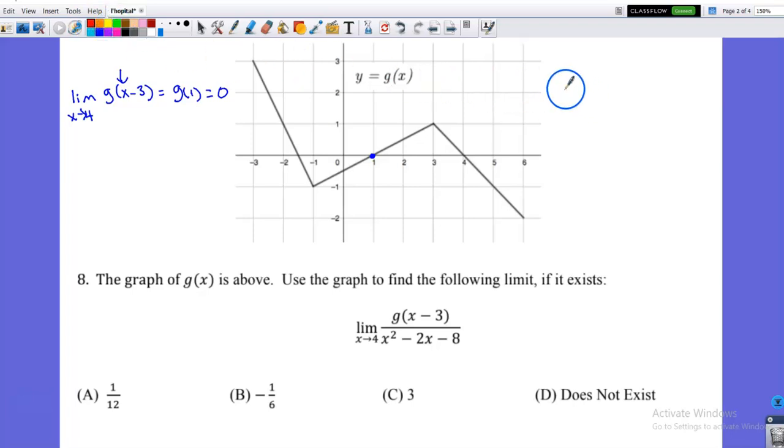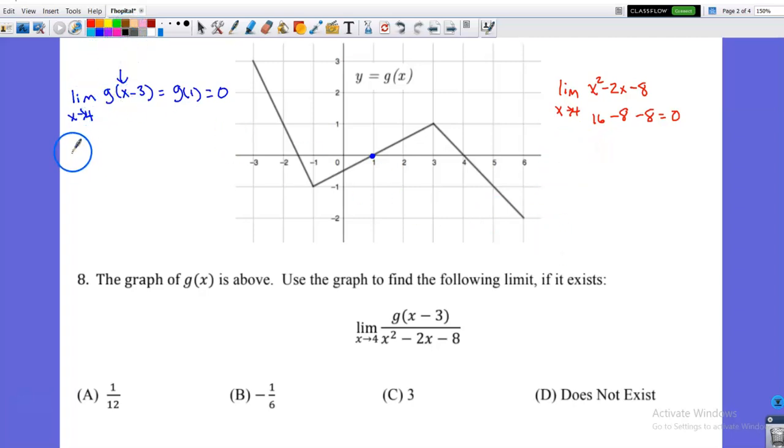I'm going to come over here on the other side and find the limit of the denominator. Limit as x goes to 4 of x squared minus 2x minus 8. That is a positive 4. Be careful. 4 squared is 16. 4 times 2 is 8, minus 8, which gives me 0, which allows me to invoke L'Hopital.